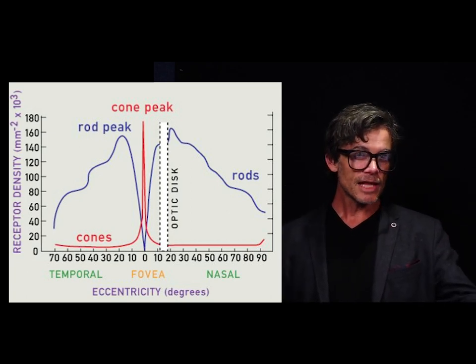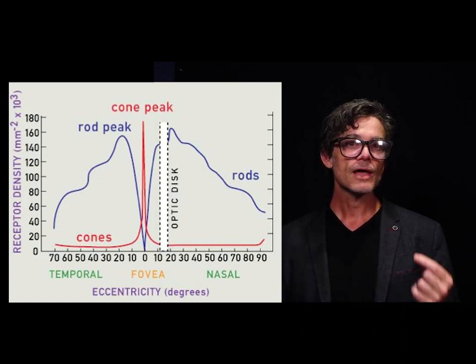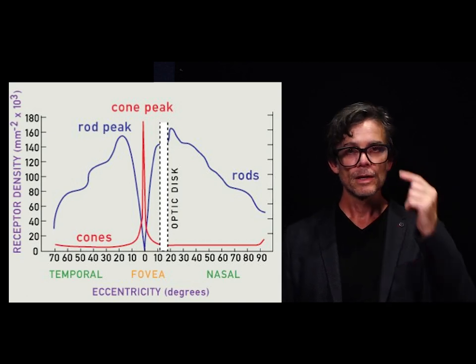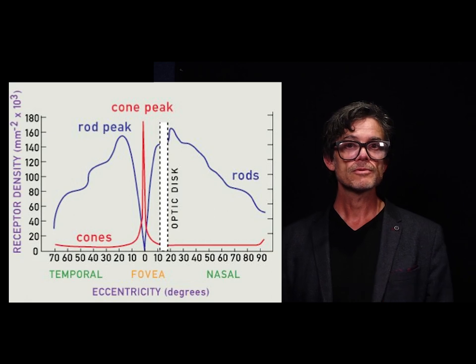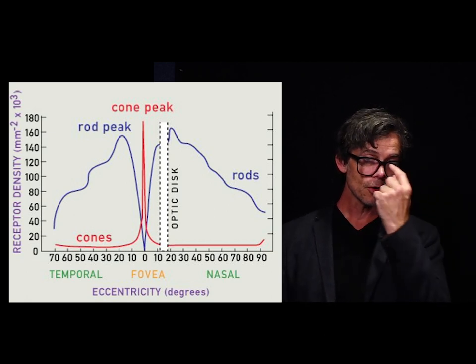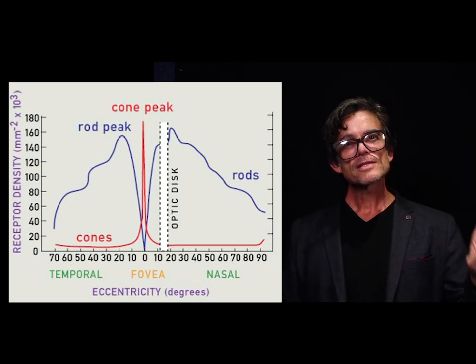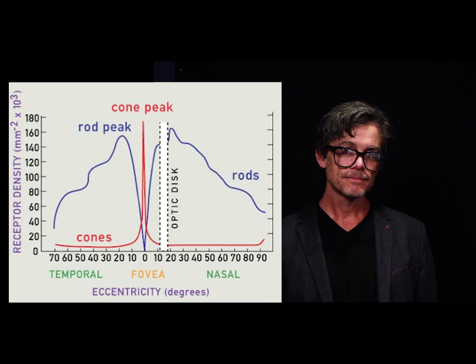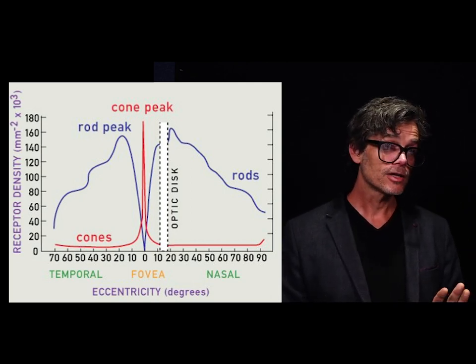The numbers to the left of 0 eccentricity, labelled temporal, represent the half of the retina closest to the left ear. The numbers to the right of 0, labelled nasal, represent the half of the retina closest to the nose. The graph's y-axis describes photoreceptor density. Now, there are a few features of this graph I'd like you to notice.